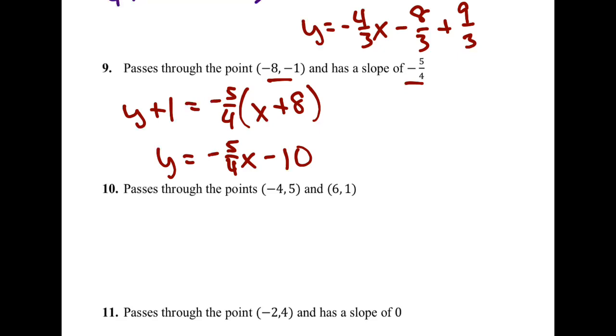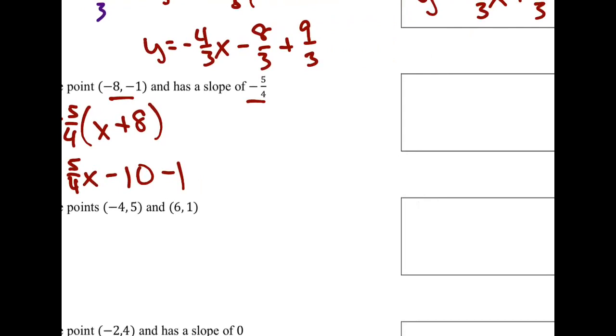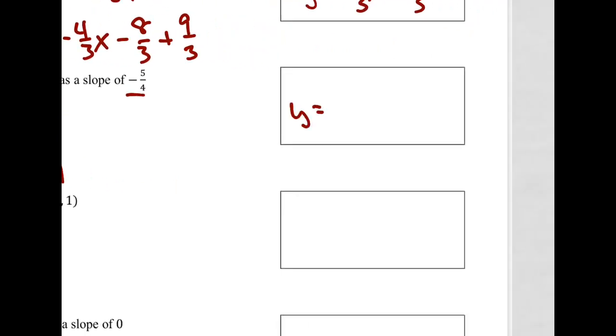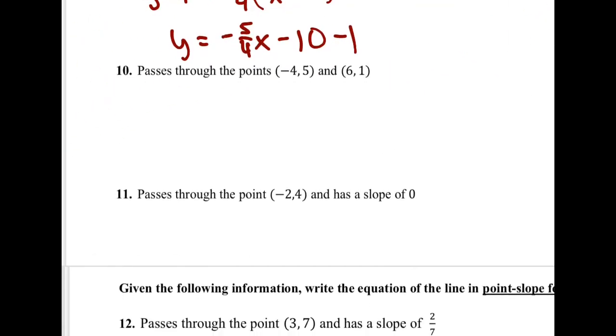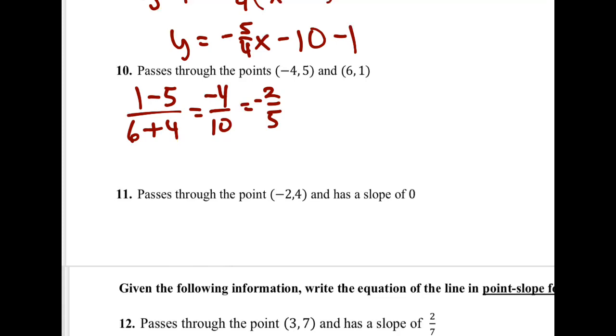And then we're going to subtract our 1 from the other side. And so y equals -5/4 x minus 11. Okay. All right. Again, we've got another one where we don't have a slope, so we have to go get our slope. So we got y minus y, and then x minus x. Okay. That reduces to -2/5, and so that's the slope we're going to use.